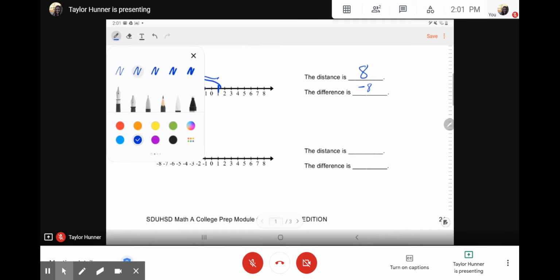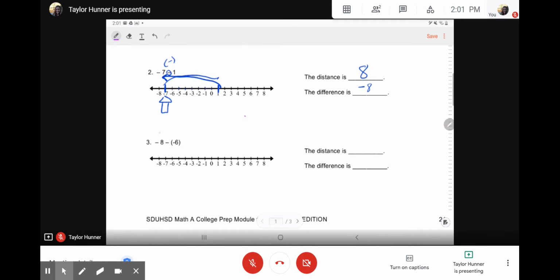Okay, now I'm going to again circle this operation. So this is my operation. My first number is negative 8. So this is my home. And my second number here is a negative 6. So this is where I end up. Okay. So I have 2 spaces in between those. So the distance is 2.